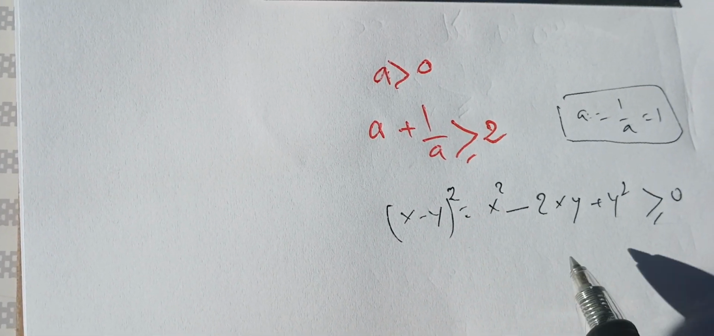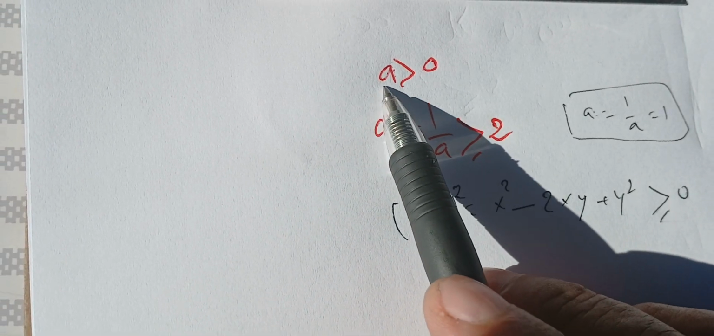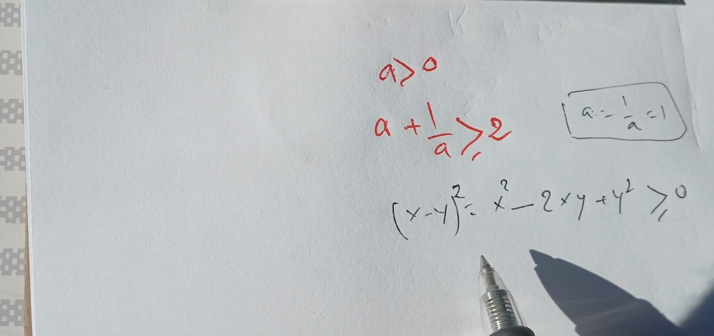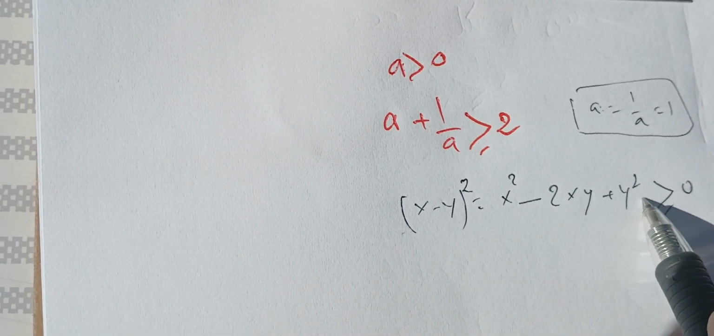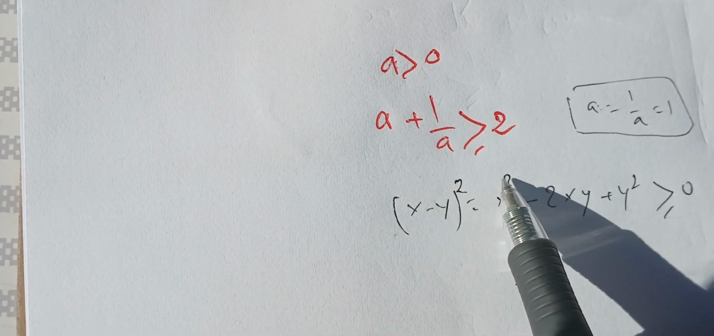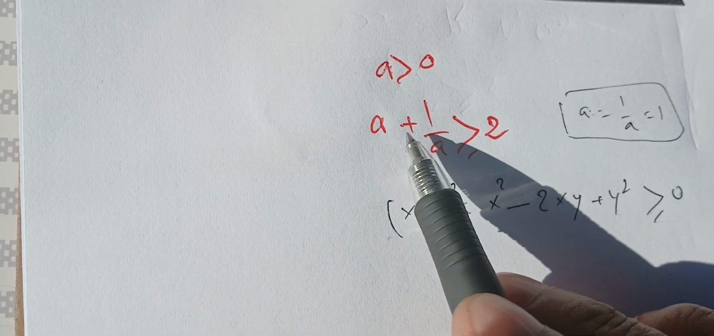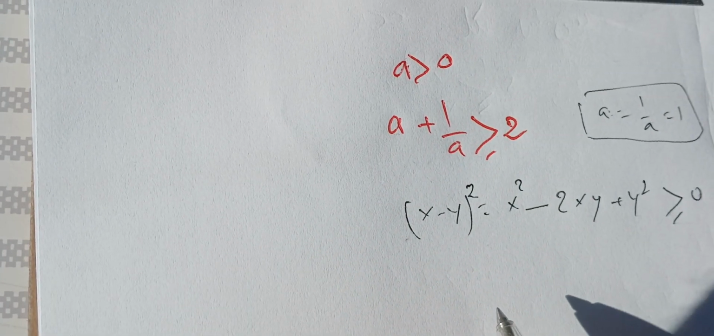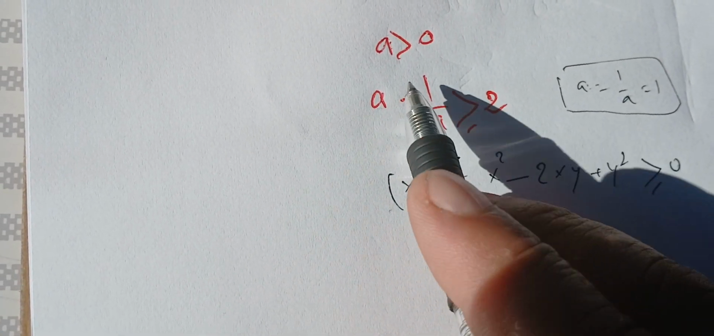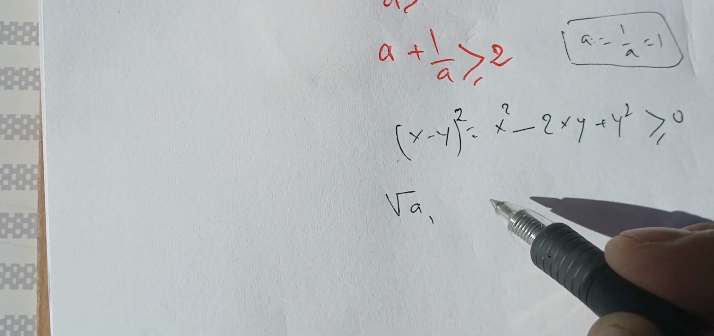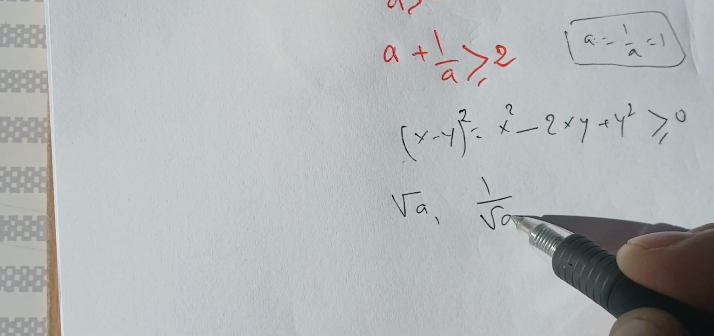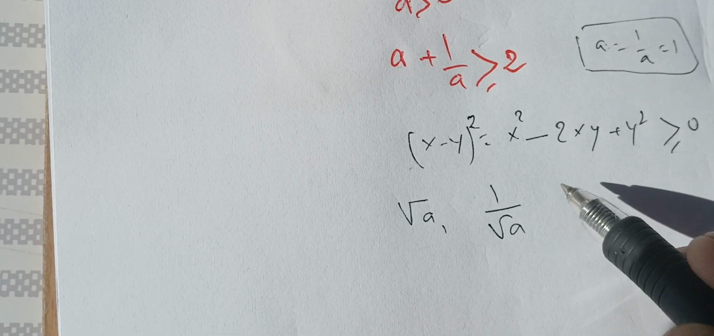But in our case a is positive, so we're going to use this one, but we modify it a bit to make it look like this. If a is positive, we can define the square root of a, and we can also define 1 over the square root of a, because it's never 0, since a is strictly bigger than 0.